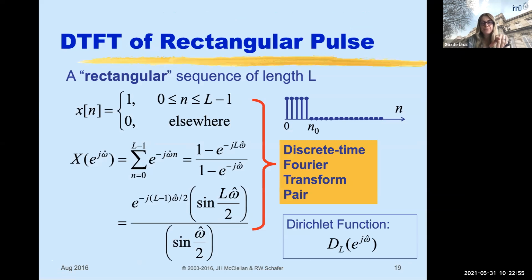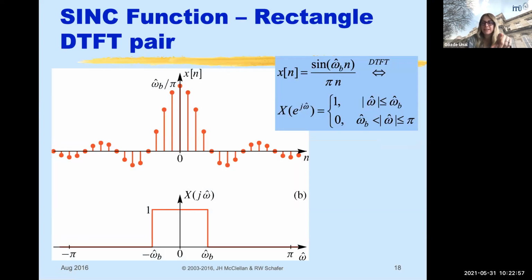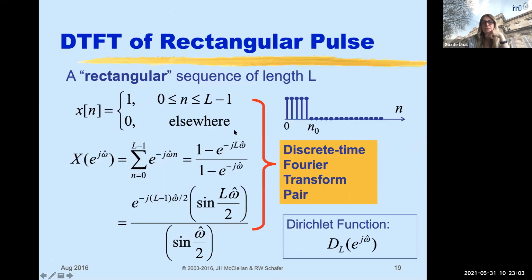Now we will do the other way around. Start with a rectangular pulse in the time domain and find its Fourier transform in the frequency domain. This is a rectangular sequence or pulse of length L. Its definition is given here. Now apply the discrete time Fourier transform formula. I just have to sum from 0 to L minus 1, following the definition of the signal. The signal is only non-zero here.